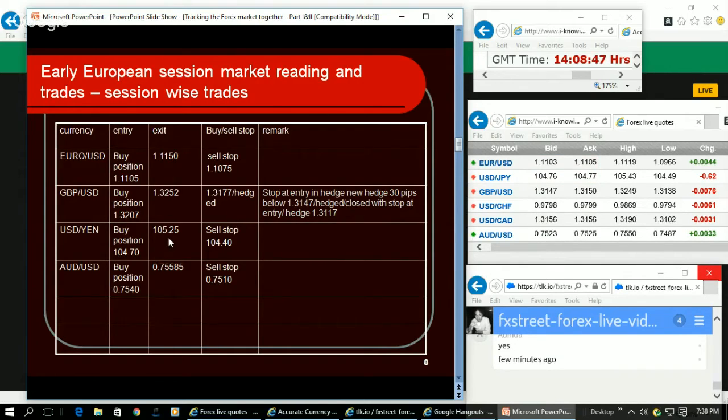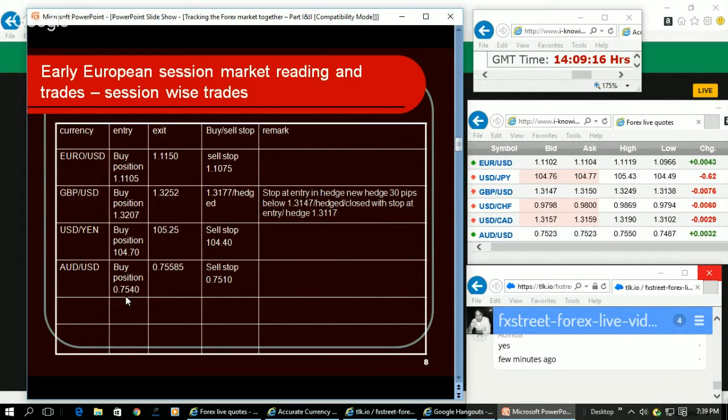And in the case of yen, I kept the buy limit order at 104.70. It got filled, it came down to 104.66 and then subsequently started gaining the level, and it has not hedged my hedge order, the sell stop, and slowly it is showing about a 5-6 pip profit. So we'll hold USDJPY also during the US session and try to book profit.